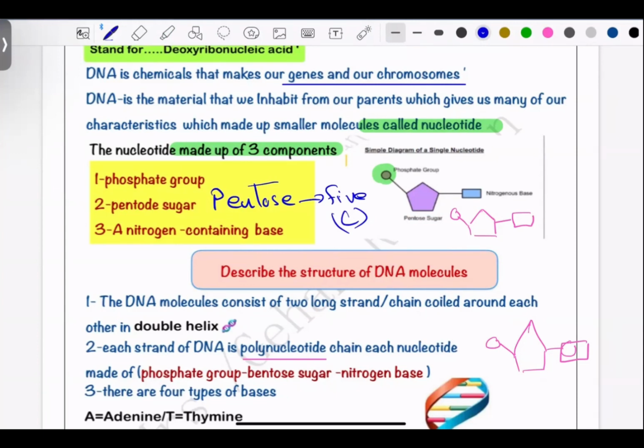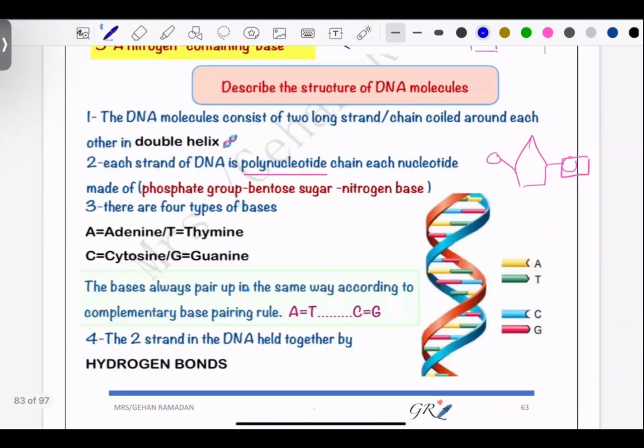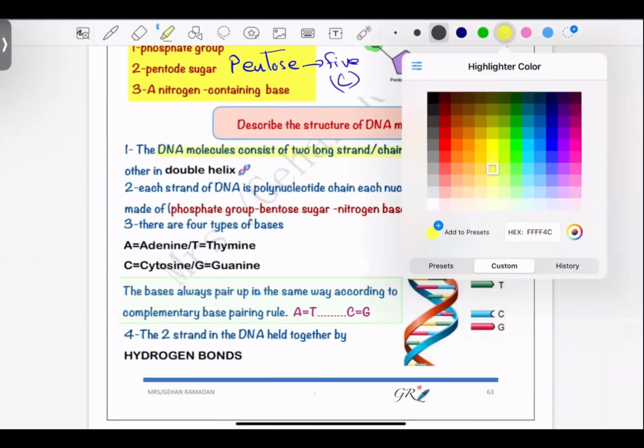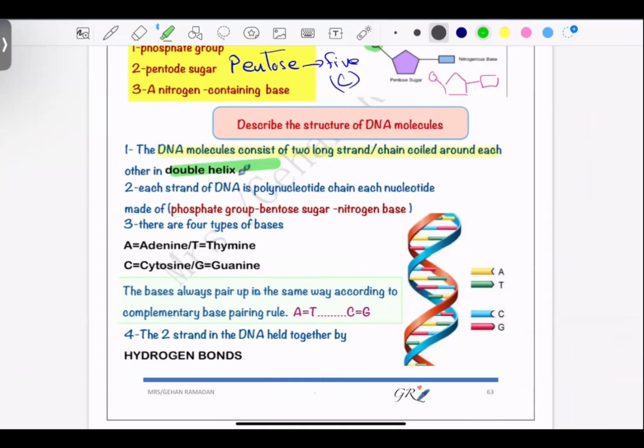If he asks you in the past paper, and you're going to see how the question comes, I'm going to send it in your homework: describe the structure of DNA. You have to say all the things we explained. DNA consists of how many strands? Two strands, which lie together, called a double helix. Each strand of DNA is a polynucleotide.